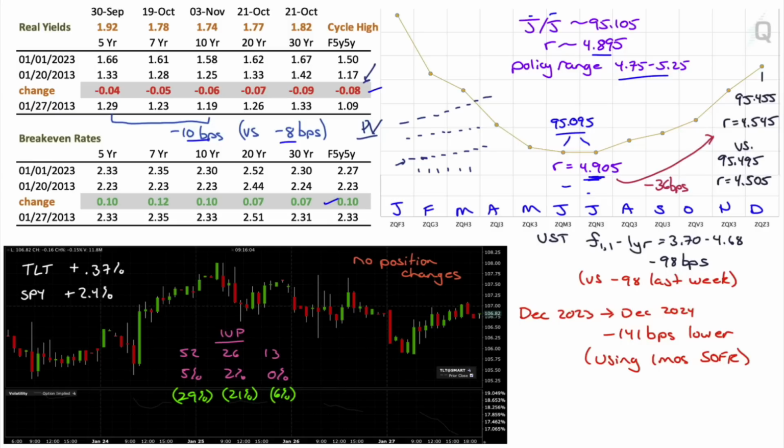TLT. No, I had no position changes for TLT. It's not really doing anything much at this point in time. Increased over the course of the week by 0.37%. The S&P was up 2.4%.